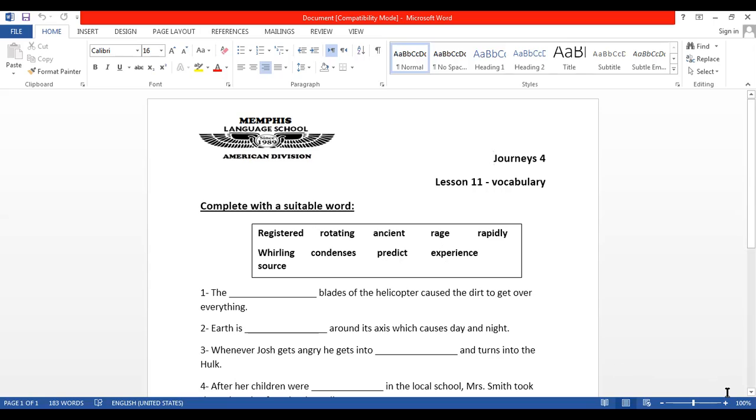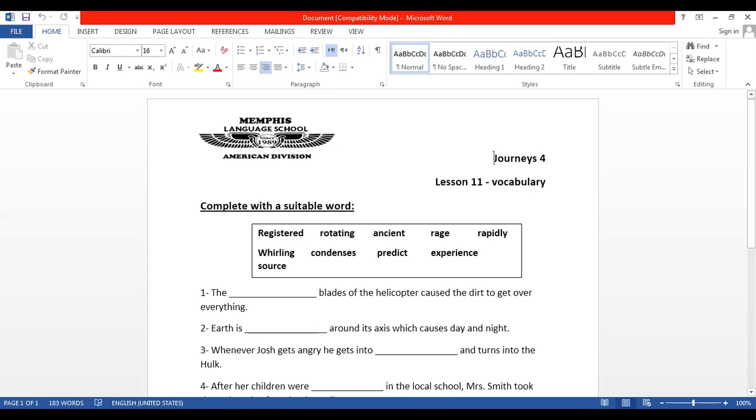Now let's read the first sentence. The space plates of the helicopter caused the dirt to get over everything. The plank blades of the helicopter caused the dirt to get over everything. Now I want you to think of the blades of the helicopter.